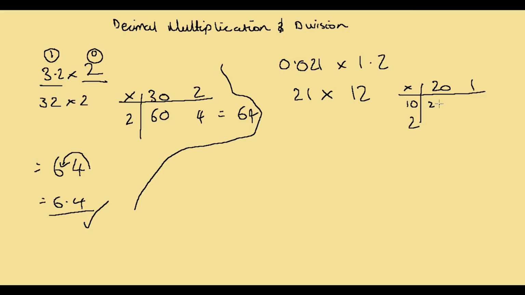And again, you can do this whatever way you're comfortable with. I prefer using the grid method. It's a bit easier. 20 times 2, which makes 40. And there we go. So in total, this makes 252. So I know my answer is going to be something to do with 252.